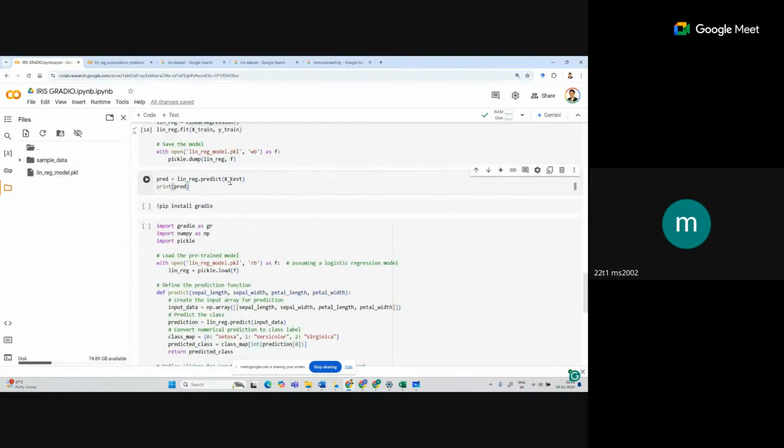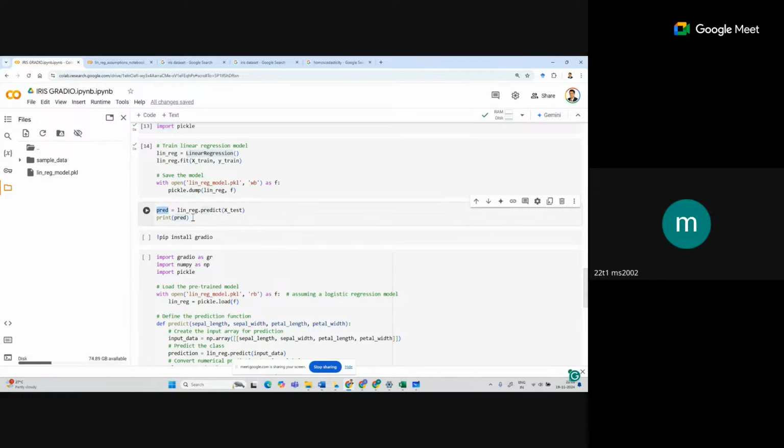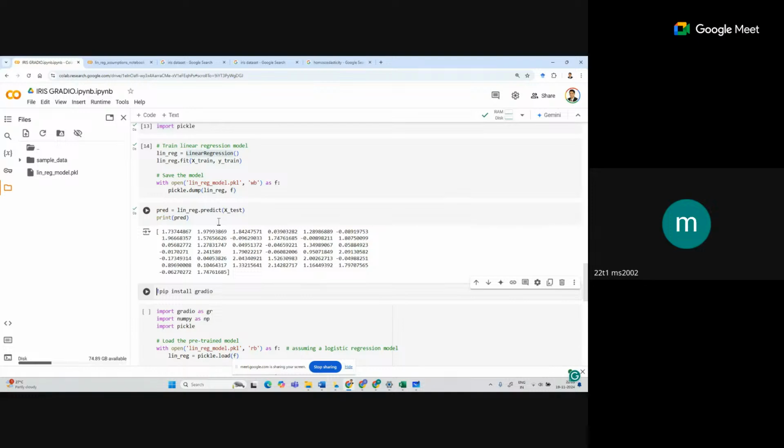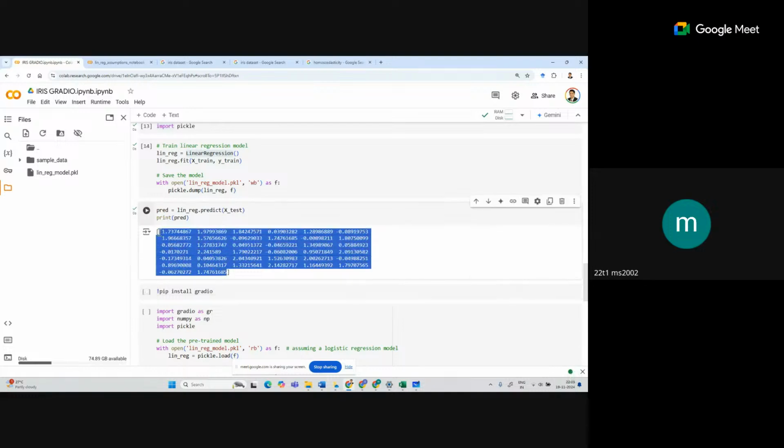Right now, forget the pickle file. You are making predictions on your X test. Simple prediction on your X test. Are you with me so far?